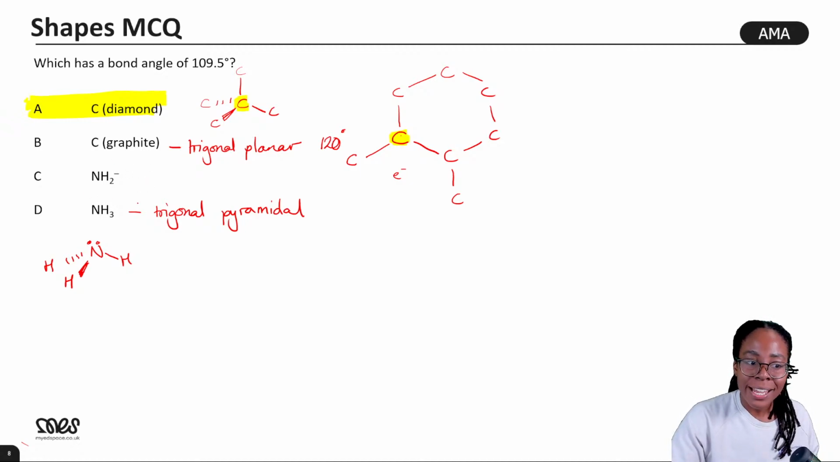NH2 minus, that's where we're going to need to think a little bit harder. So we can use our approach, okay? Nitrogen is in what group?